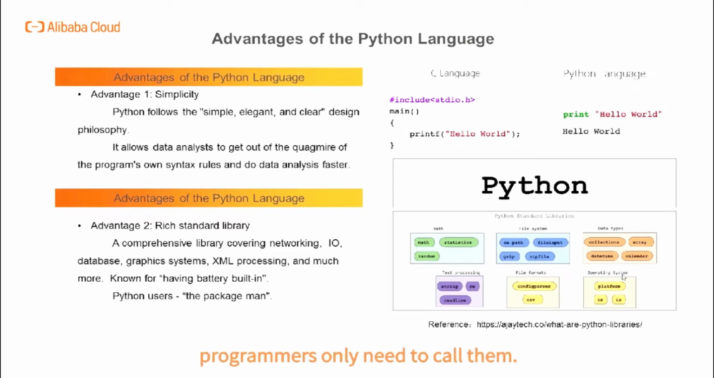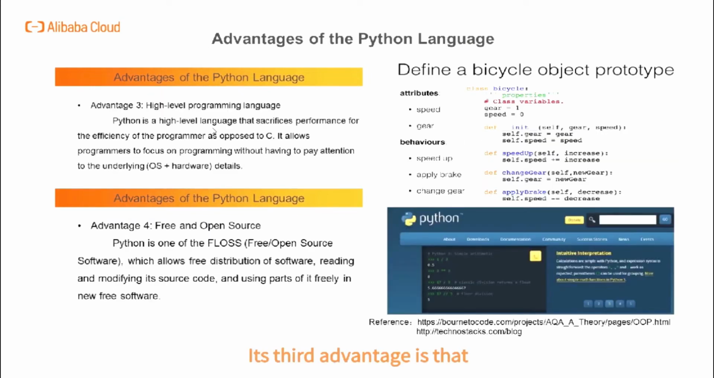Programmers only need to call them. Its third advantage is that it's a high-level programming language. Compared with the C language, it's a high-level programming language. Python sacrifices performance but improves the efficiency of programmers. It allows the programmers to focus on programming without paying attention to the underlying details. So its programming is very efficient.